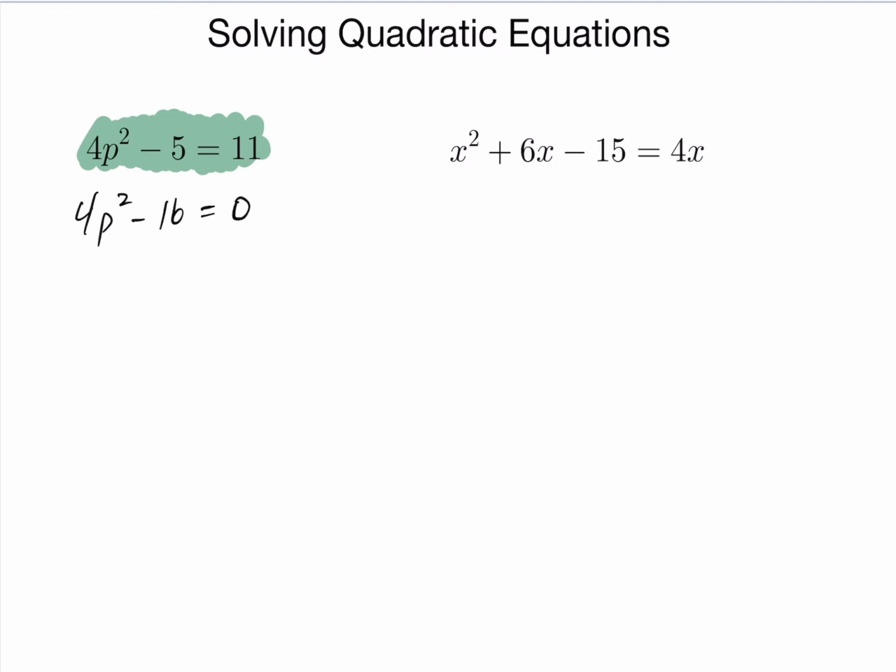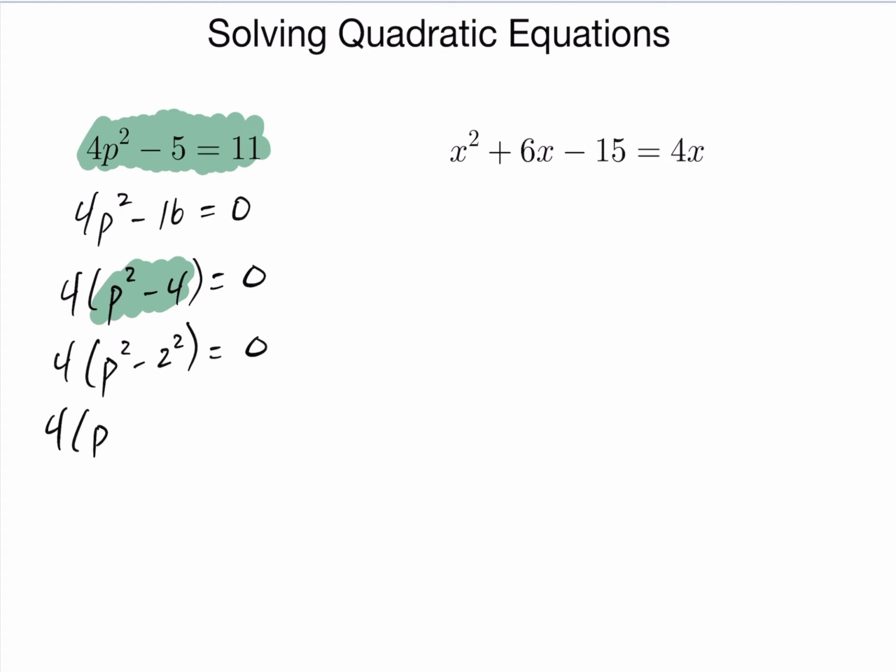We end up getting 4p squared minus 16. Next thing we want to take a look at is, does the following quadratic have a GCF? It does. That's a 4. We'll factor out that 4, giving me 4 times p squared minus 4. And you'll see inside here we are left with a difference of squares. Again, I can express that as p squared minus 2 squared, and our difference of squares formula says this factors into p minus 2 times p plus 2.